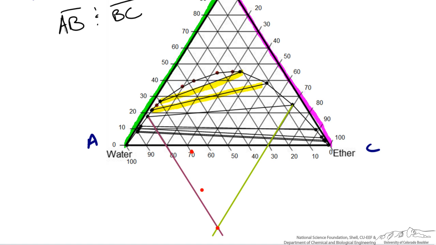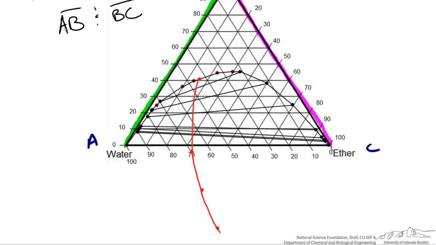I'm more interested in drawing an interpolated line between the three I've just chosen. The point that we're missing here is what's known as the Plait point, where the compositions of the raffinate and the extract are equal. Now, we're not told what point that is, but we could estimate that it's going to be somewhere around here. So as you can see, this is going to be a curve. We have to do the best we can at matching these points up along that curve.